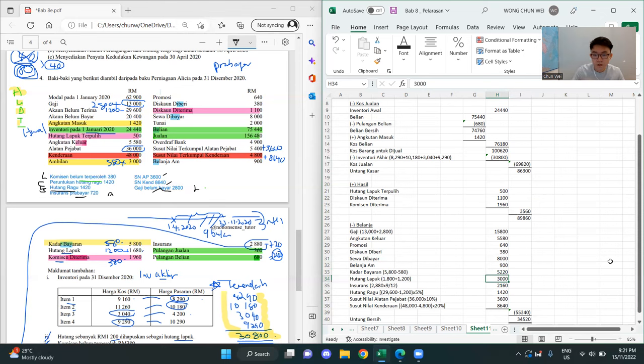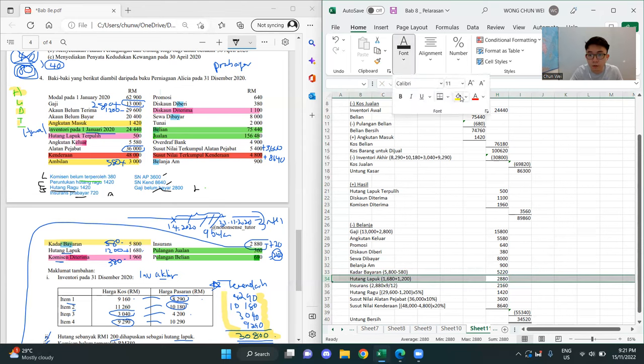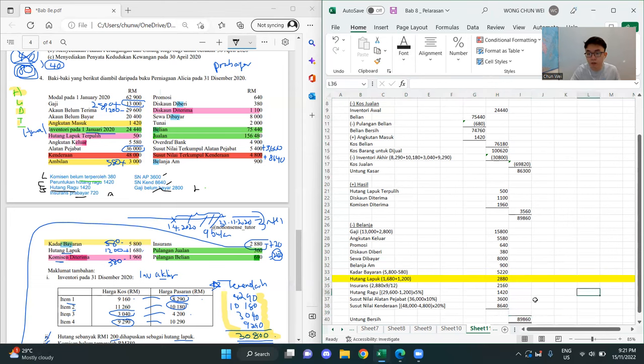Oh wait. This hutang lapo I typed wrongly. The hutang lapo is actually 1,680. It's not 1,800, it's 1,680. Change 1,680 plus 1,200. So meaning this one I have to change as well. 1,680 plus 1,200. So you get 2,880. Just take note, there's some change. I typed wrongly for this figure. Okay, so therefore this will be changed as well. So let me try that again. Okay, so at the end, your untung bersih should be 34,640.